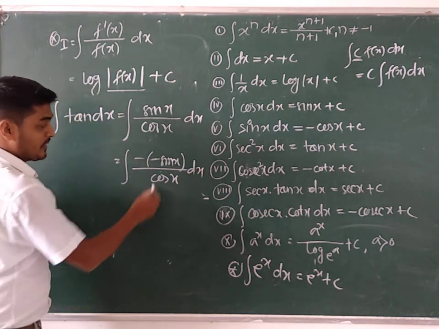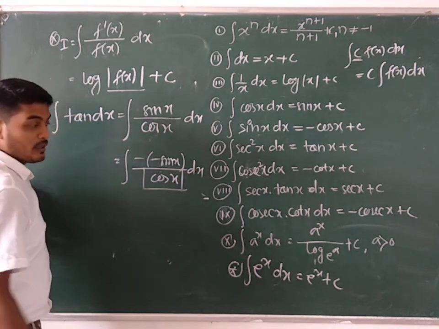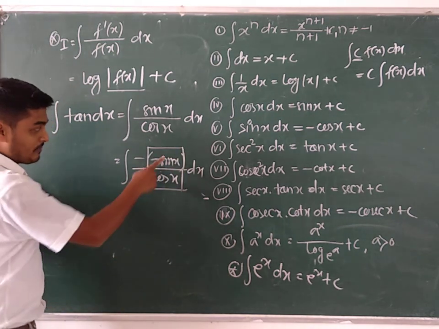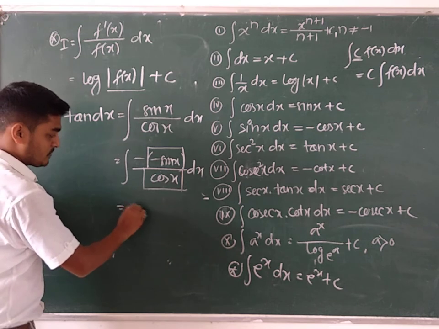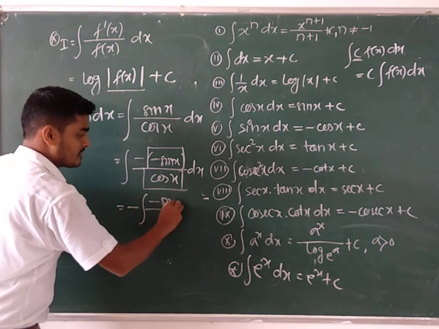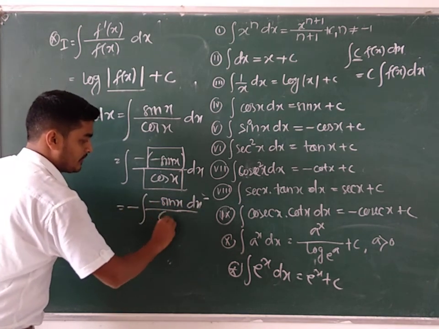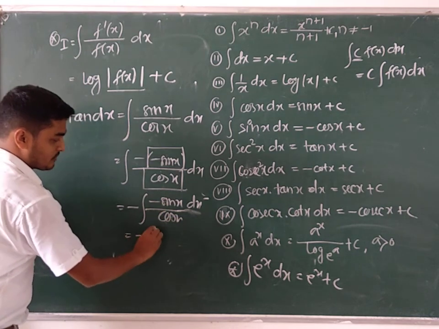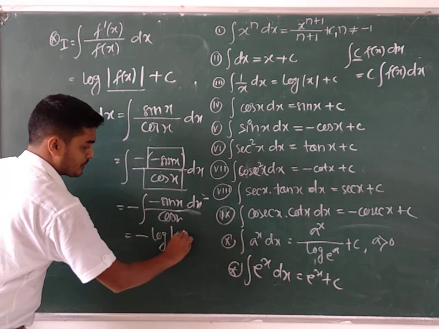So what is the value of f of x? Cos x is f of x. What is f dash x? Minus sin x is f dash x. So f dash x by f of x. Minus 1 is required, so minus of the integral of minus sin x dx divided by cos x. f dash x by f of x. So log of the denominator.